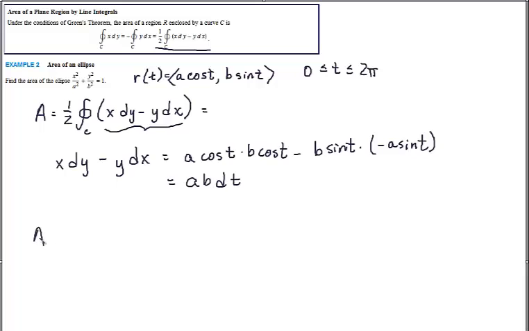So now my area, in plugging into my integral here, is going to be this 1/2 integral from 0 to 2 pi of this ab, which is a constant, dt, and performing this integration, you're going to get pi ab.